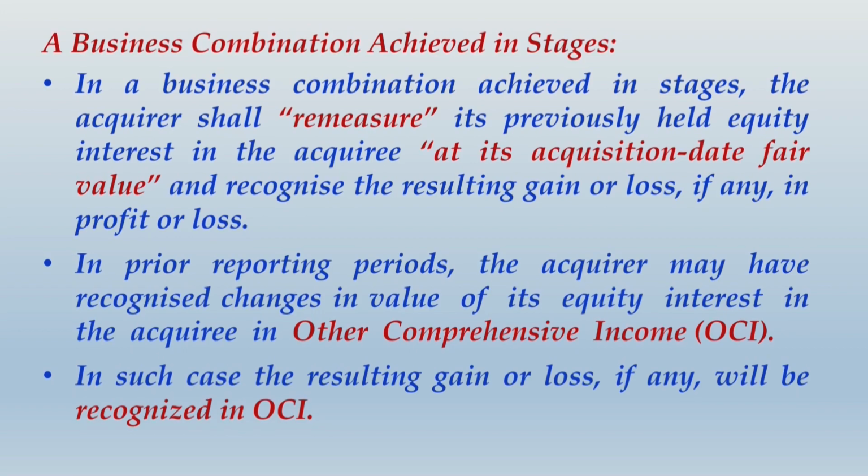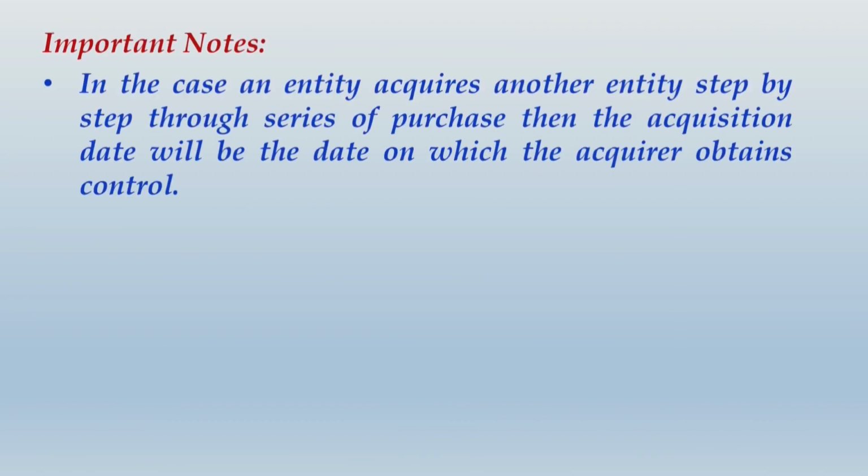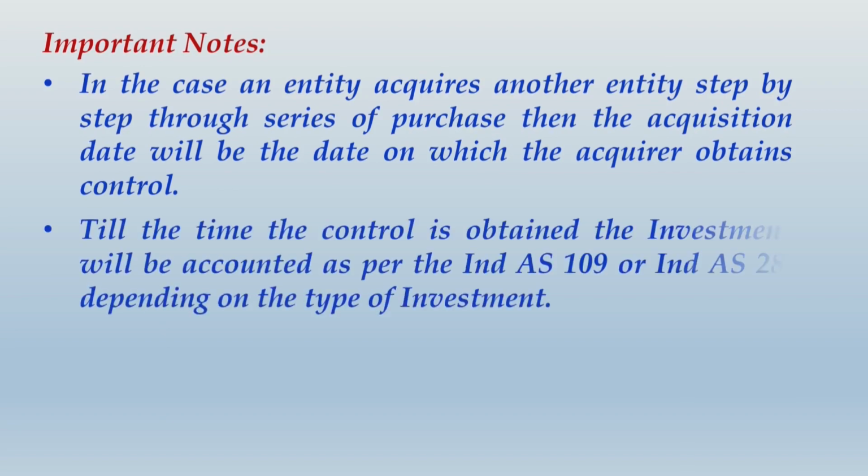Alright friends, you would have finished writing this. Let us move ahead and write some more important notes in this regard. Point number 1. In case an entity acquires another entity step by step through series of purchases, then the acquisition date will be the date on which the acquirer obtains control.